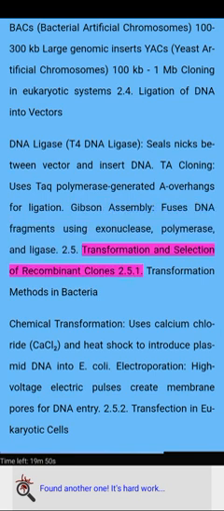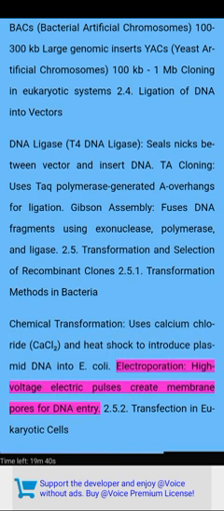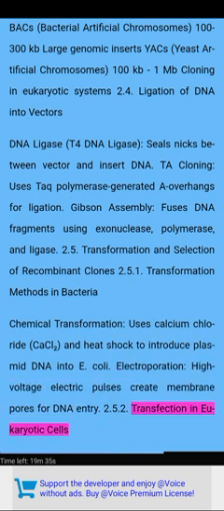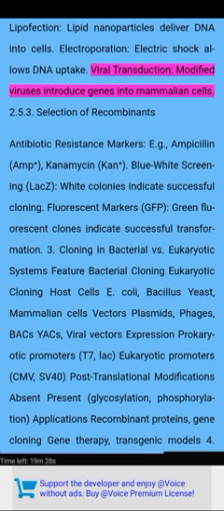2.5. Transformation and selection of recombinant clones. 2.5.1. Transformation methods in bacteria. Chemical transformation uses calcium chloride (CaCl2) and heat shock to introduce plasmid DNA into E. coli. Electroporation: high voltage electric pulses create membrane pores for DNA entry. 2.5.2. Transfection in eukaryotic cells. Lipofection: lipid nanoparticles deliver DNA into cells. Electroporation: electric shock allows DNA uptake. Viral transduction: modified viruses introduce genes into mammalian cells.